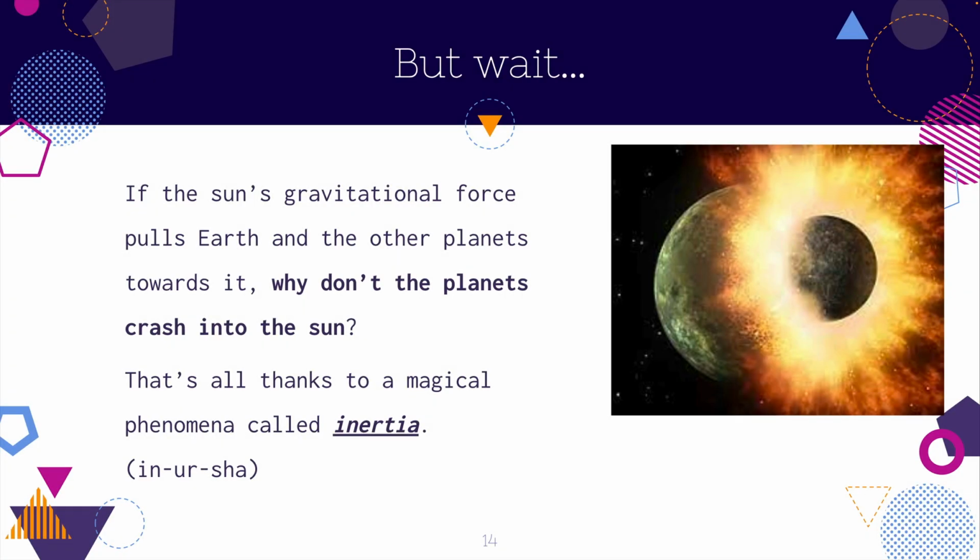But wait, if the sun's gravitational force pulls Earth and the other planets towards it, why don't the planets crash into the sun? That's all thanks to a phenomenon called inertia.